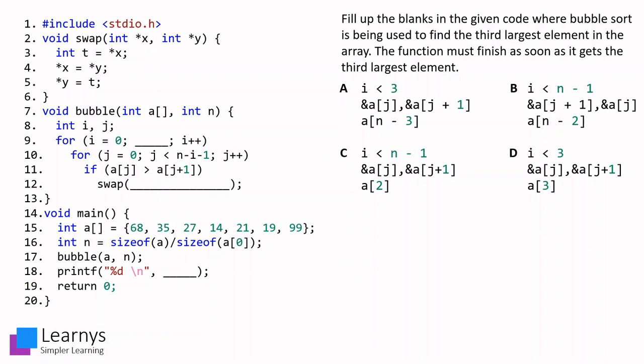Let us move towards the solution. Given that we have to fill up the blanks of the code where bubble sort is being used to find the third largest element in the array. The function must finish as soon as it gets the third largest element. So we see here that we have three blanks. First blank is in line number 9, then we have line number 12, and at last we have line number 18.